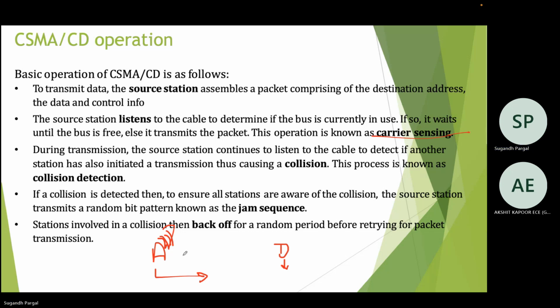If a collision is detected, then to ensure all stations are aware of the collision, the source station transmits a random bit pattern known as the jam sequence. The stations involved in the collision then back off for a random period of time before retrying packet transmission. This is how CSMA-CD works and prevents the collision.